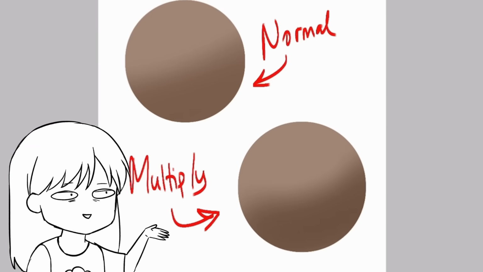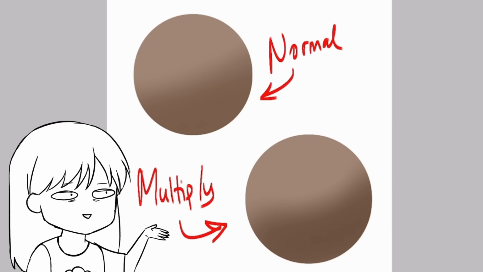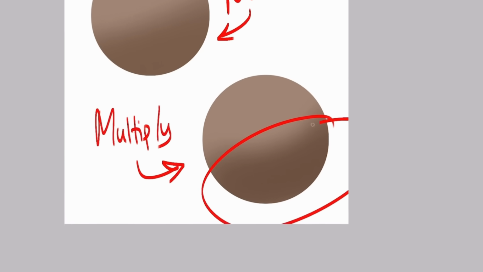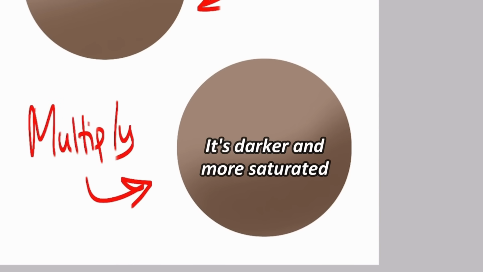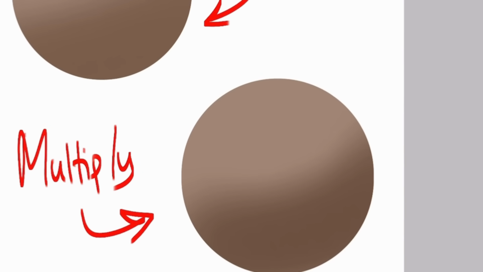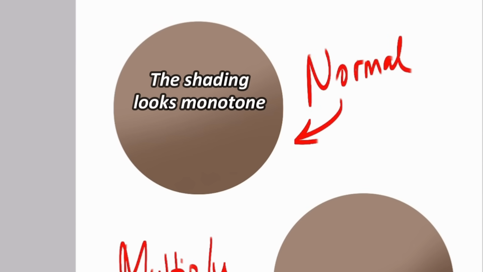Okay, so this is the comparison between shading with multiply and normal layer. As you can see, the multiply adds more depth. It's darker and more saturated. Compare it to the normal one, where the shading kinda looks monotone.